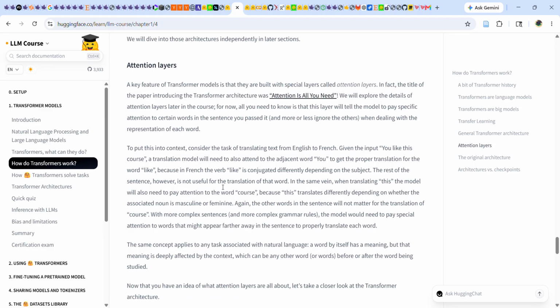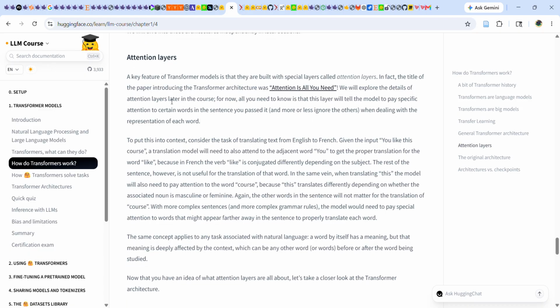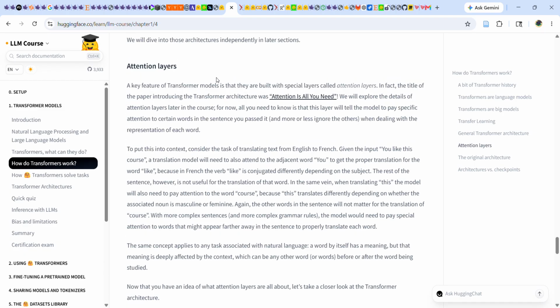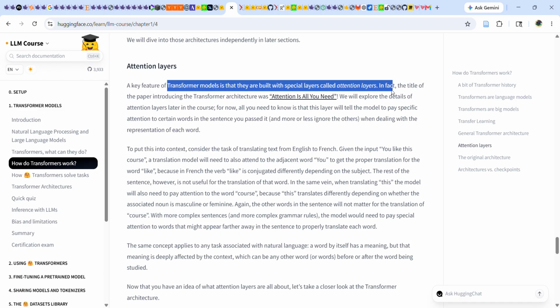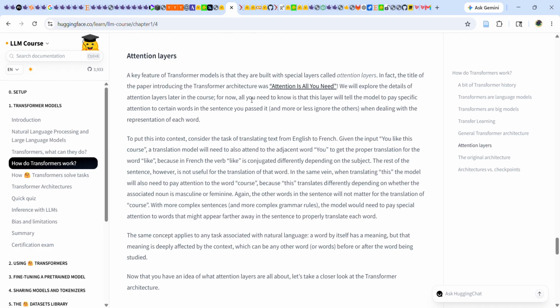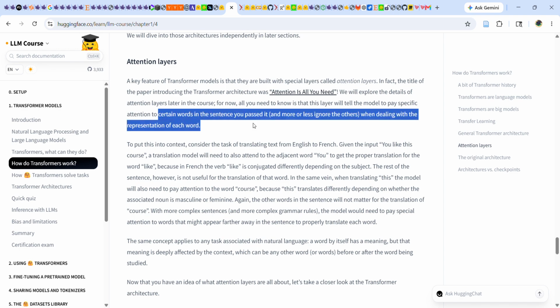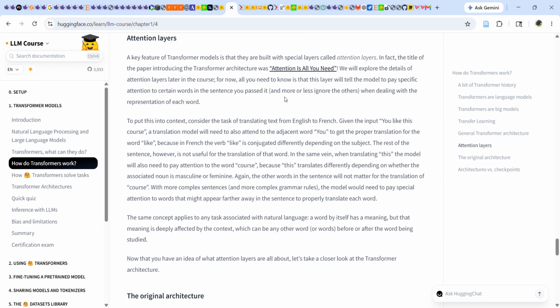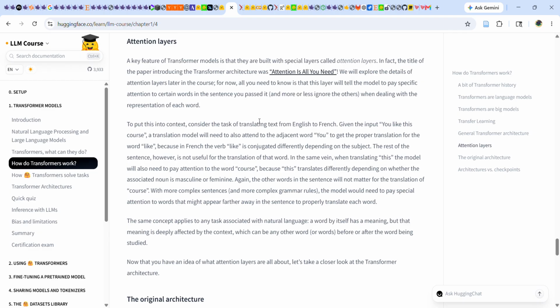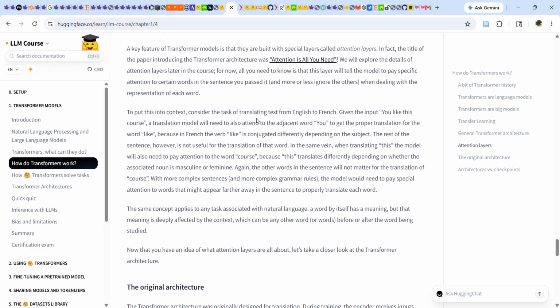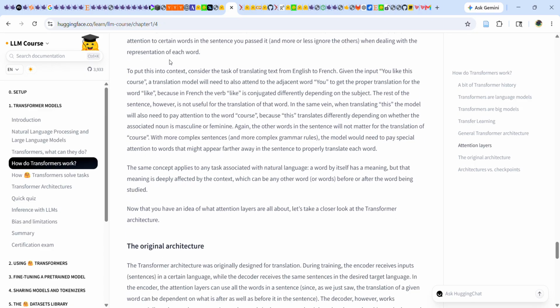In fact, the title of the paper introducing the transformer architecture was "Attention Is All You Need". We will explore the details of attention layers. Transformer architectures are built with layers called attention layers. All you need to know is that this layer will tell the model to pay specific attention to some words in the sentence that you passed it, and more or less ignore the others. So attention just tells the model that you have to pay attention to only these words and you can ignore the rest when dealing with the representation of each word.